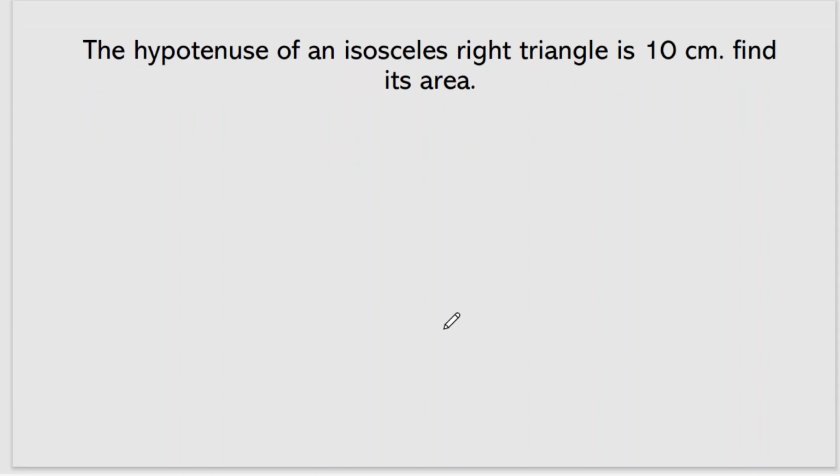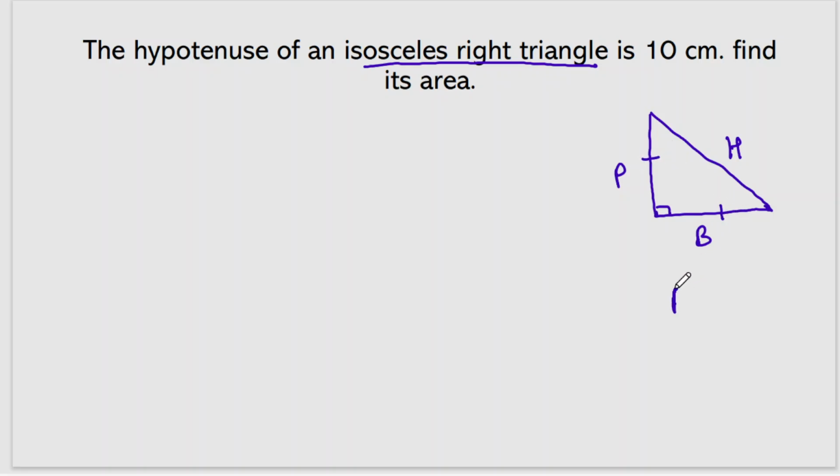The hypotenuse of an isosceles right angle triangle is 10 centimeter, find its area. So what is the meaning of isosceles right angle? Isosceles right angle triangle means we have perpendicular, base and hypotenuse in a right angle triangle, and in an isosceles right angle triangle our perpendicular and base are equal. Perpendicular equal to base. Okay, now so h is given as 10 centimeter, and we don't know what is perpendicular and what is base.